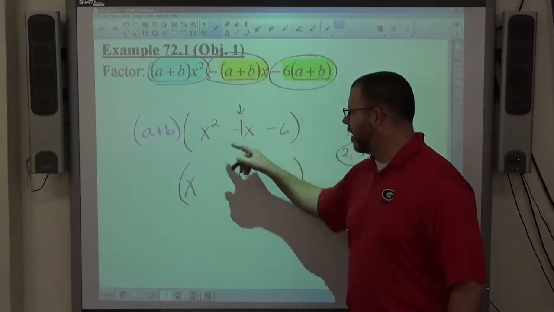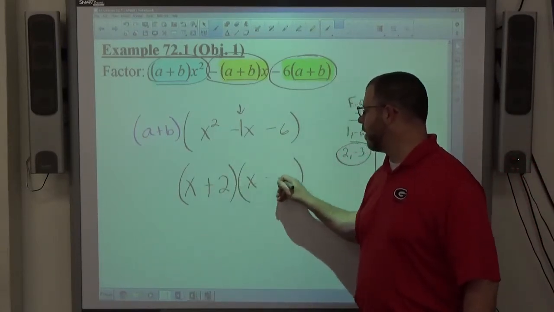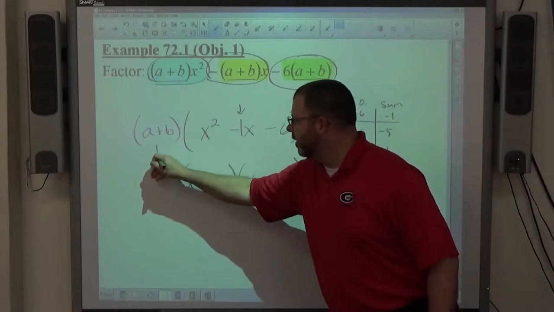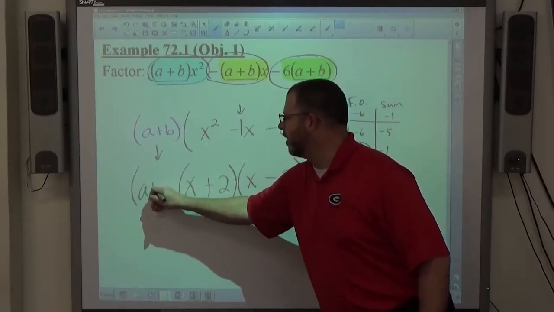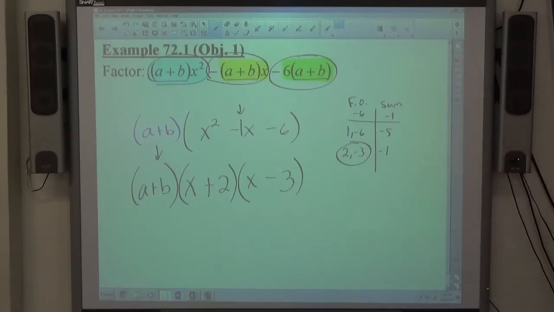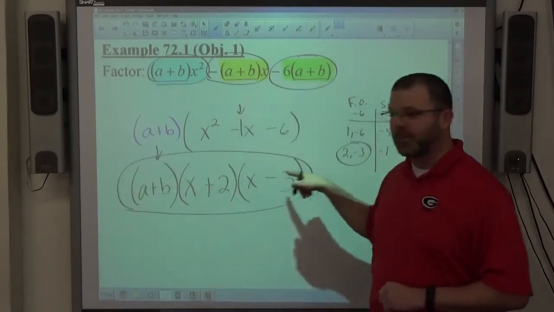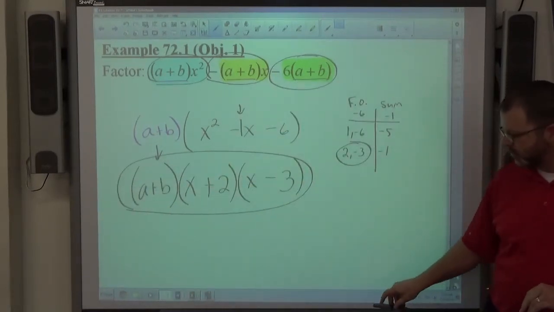x, because x² is in front. Positive 2, negative 3, so plus 2, minus 3. And then we bring this (a + b) down in front. Any common factor that comes out is part of the factored form. And once you get everything down to first powers, you're done.